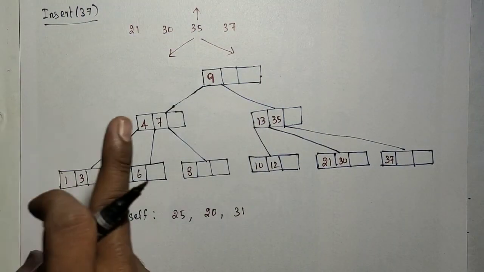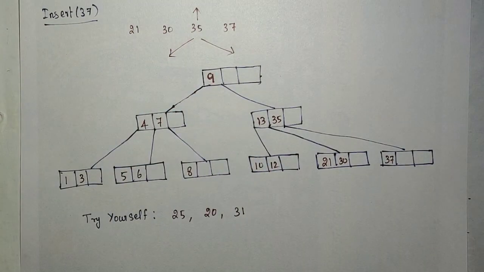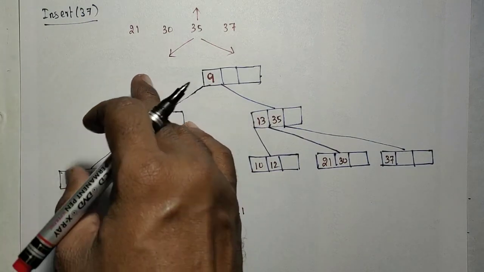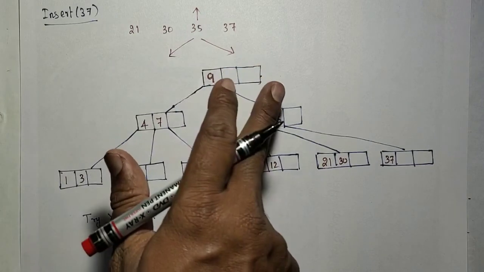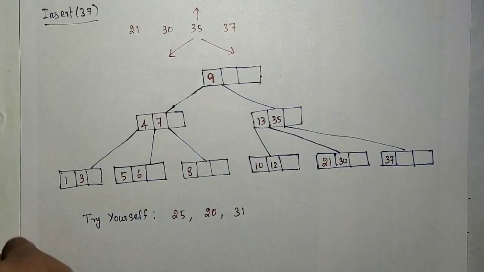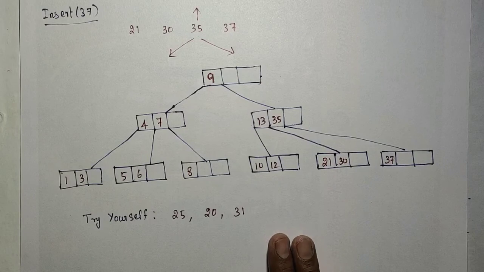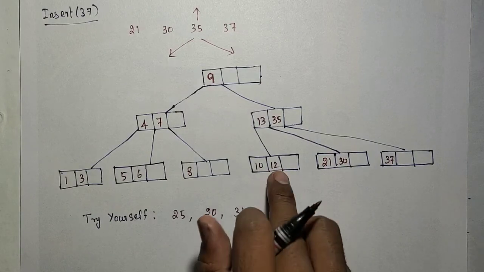If space is available in that parent node for that element, it will be inserted there. If the space is not available in that parent node, the parent node also will get split, and the middle element will be moved one more level up. If there is no previous level, a new level will be created, which means that new element will become the root. Like that we need to write the algorithm in words and try to understand it by inserting the elements 25, 20 and 31 into this tree.